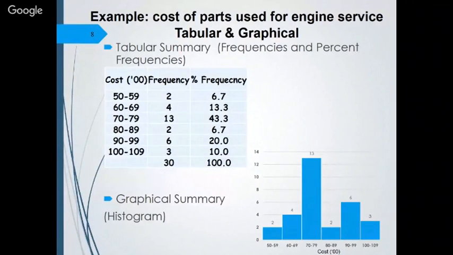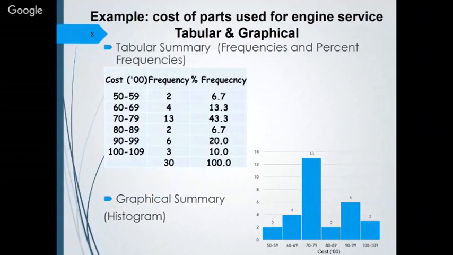So from that figure also, we can conclude that the maximum cost borne by the car owners is between 7,000 to 7,900. So again, we can present the same figure in a tabular form also. Below that, the graphical form is there.